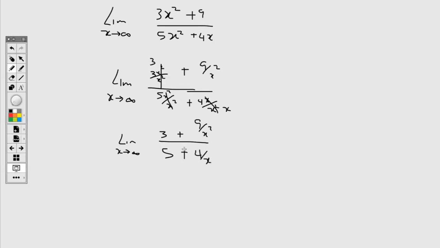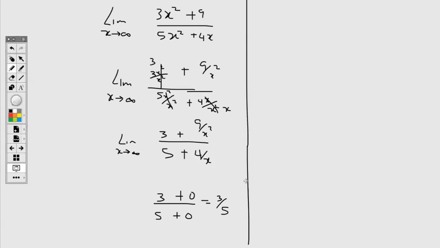So for this, the limit of a number is a number, so that's 3. Number over a variable, once simplified, that's 0. And the limit of a number is 5. And for 4 over x, that's 0. So my answer is 3 over 5.